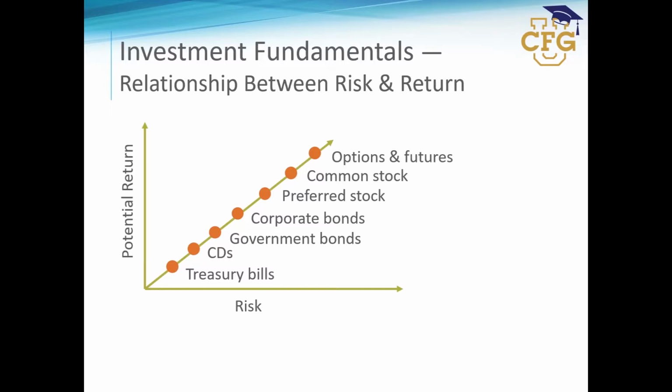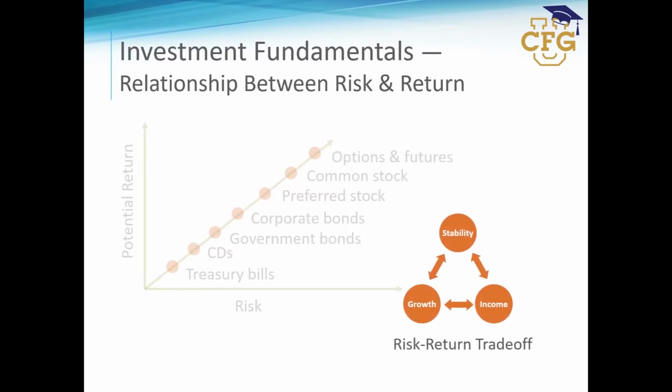The more aggressive you are as an investor, the more risk you may be willing to take. More risk means a greater potential return, but also a greater chance of loss. Conversely, the more conservative you are as an investor, the less risk you're generally comfortable with, and less risk basically means less potential return, but less risk also means less likelihood of loss. This is known as the risk-return trade-off.